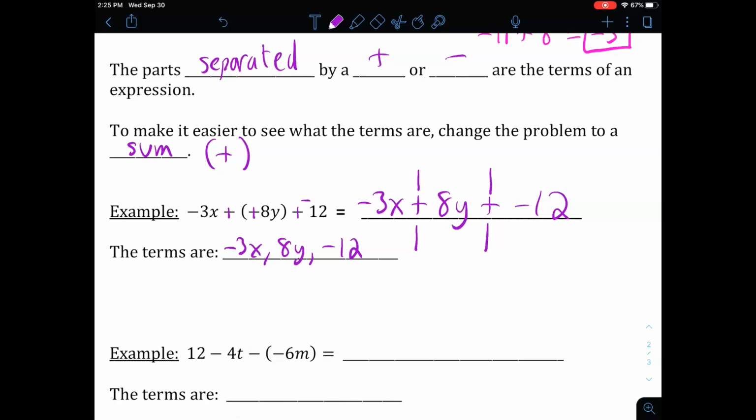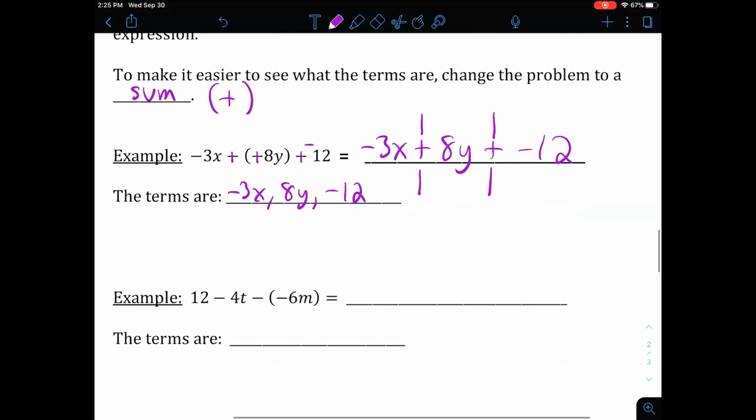Everything's separated by an addition symbol or a subtraction symbol, but you want to change it to addition to make it easier to see. Why don't you guys try the last example on your own and see how you do. All right, we got 12 minus 4t minus negative 6m, and we're going to look for the terms. We got to change it to addition first, so minus 4t becomes chop, slash, plus a negative 4t, and then minus negative 6m is going to be chop, chop.